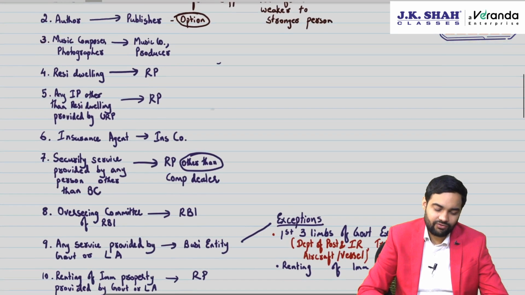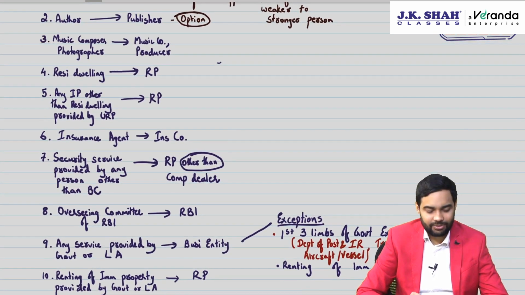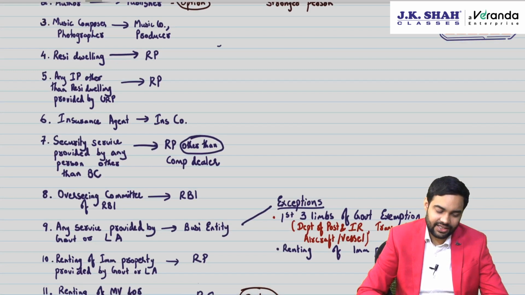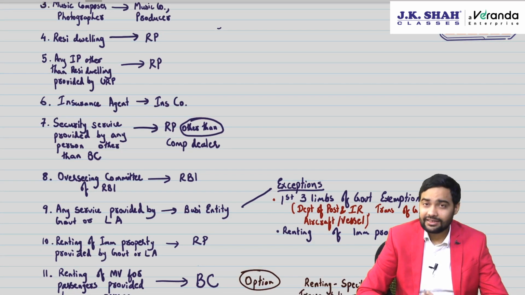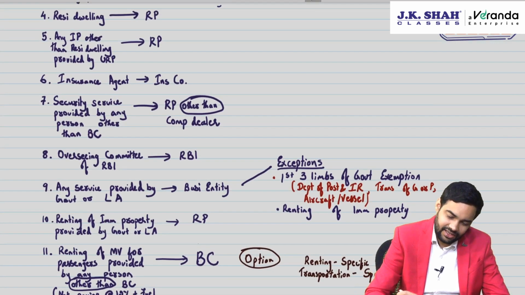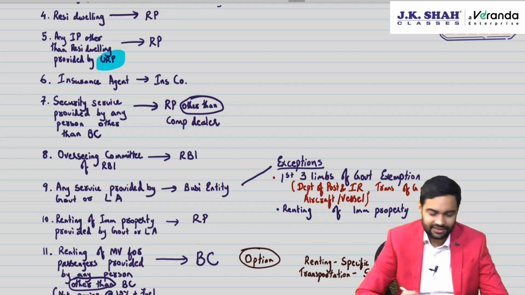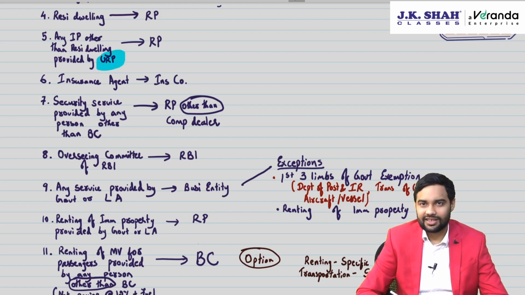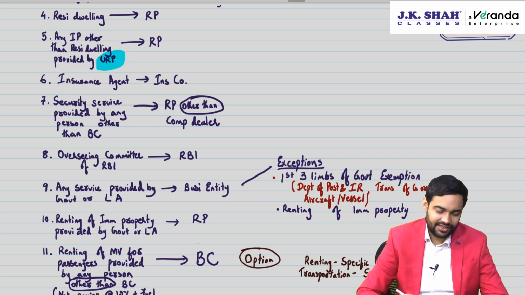Music composer or photographer to music company or producer. Residential dwelling to a registered person, other than residential dwelling to a registered person. But remember that other than residential dwelling, the supplier should be an unregistered person. Then only it will be covered under RCM. If the supplier is a registered person, then it would be a case of forward charge. Don't mix up residential dwelling and commercial dwelling.